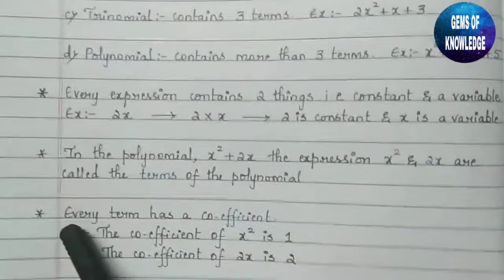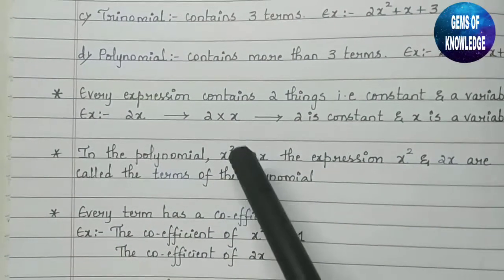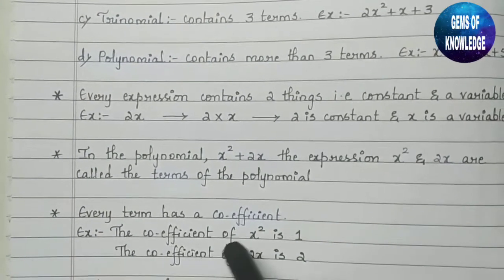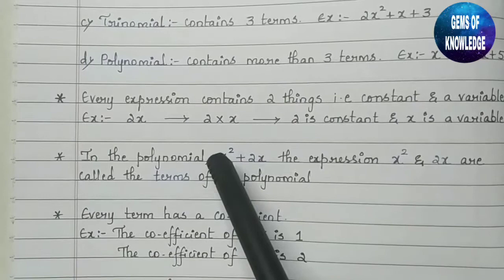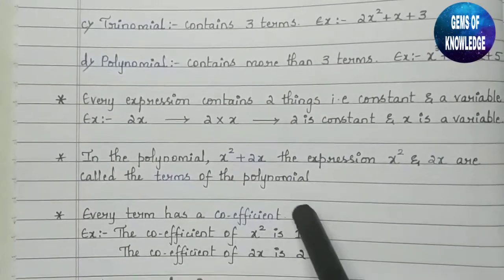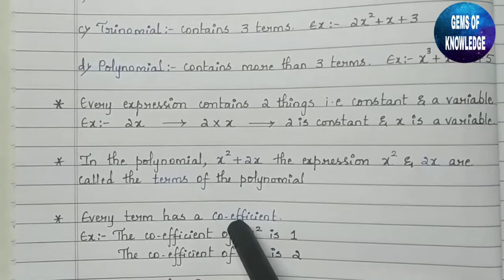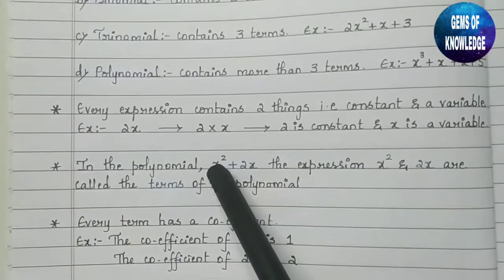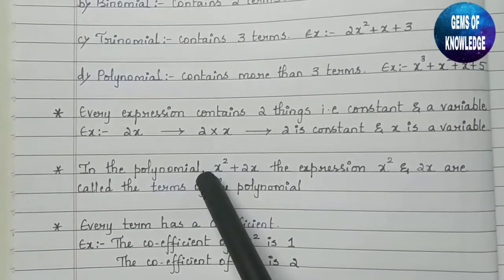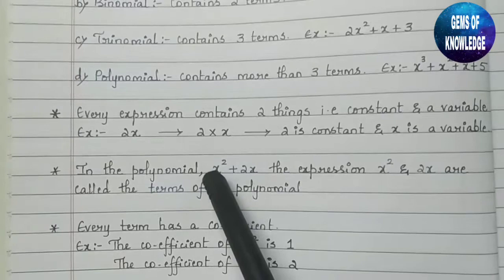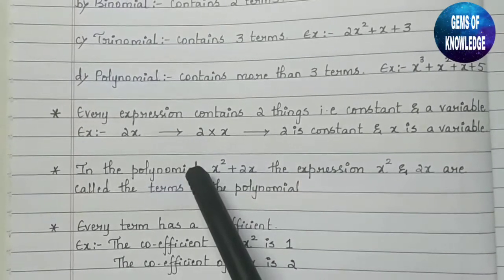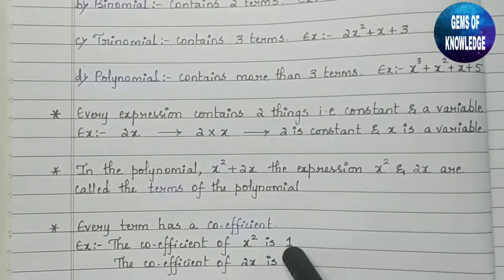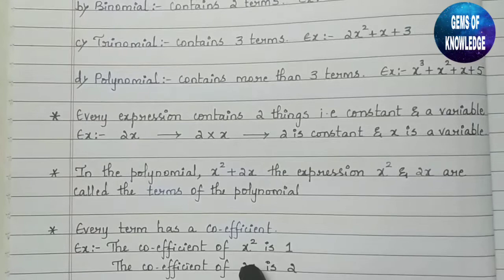Okay, every term has a coefficient. So you can say each term contains a coefficient. So what is the coefficient of x square? Coefficient is nothing but a numerical value. Always remember, coefficient is nothing but the numerical value attached to that term of the polynomial. So x square is given but there is no number written beside it. So when there is no number written beside it, we always have to consider it to be 1. So what is the coefficient of x square? It is 1.